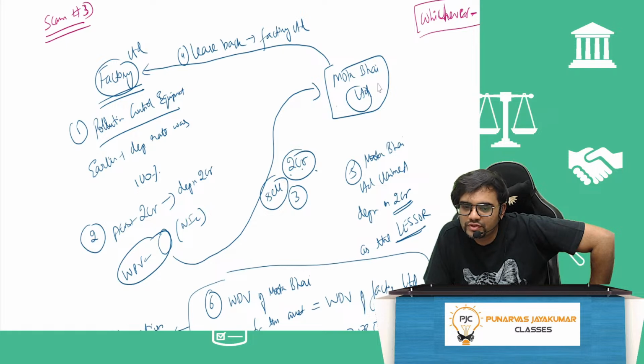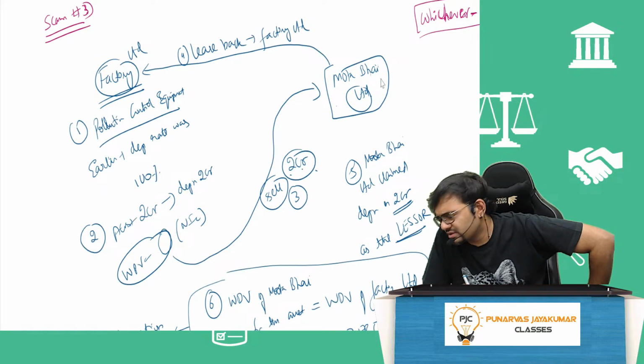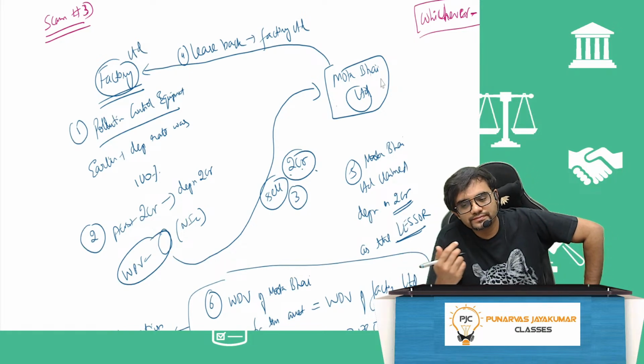So what happened was Mota Bhai bought it for 2 crore, started claiming depreciation on 2 crore. Factory Limited got capital gain of 2 crore and set it off against other losses. Win-win situation for both. So Mota Bhai is not even using that Factory Limited asset, but getting depreciation on 2 crore.